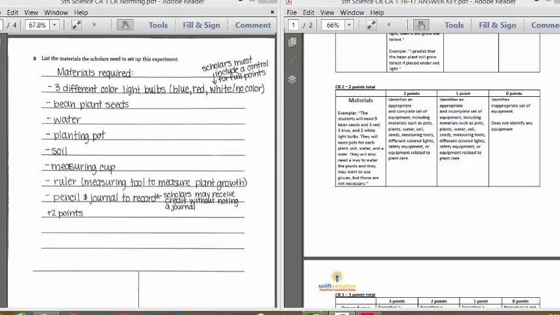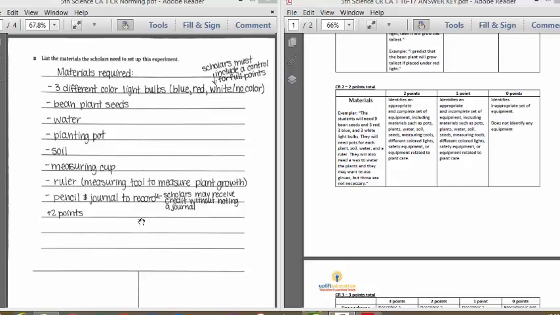Part 2 asks scholars to list the materials that they would need to set up this experiment. So they will need 3 or 4 different color light bulbs. They need at least one though that includes a control, so either white or a light bulb that has no color, something that shows that they understand that they'll need some kind of control group. They'll need some kind of plant seeds, water, a planting pot, soil, a measuring cup, ruler, and this last one, pencil and journal to record.